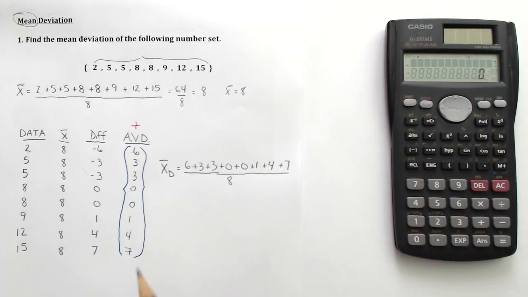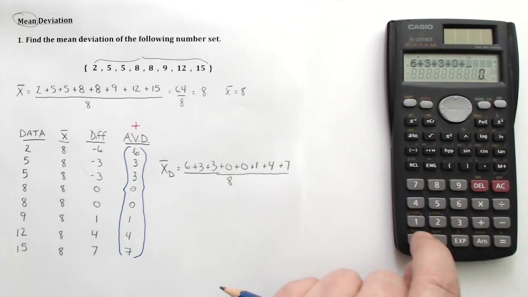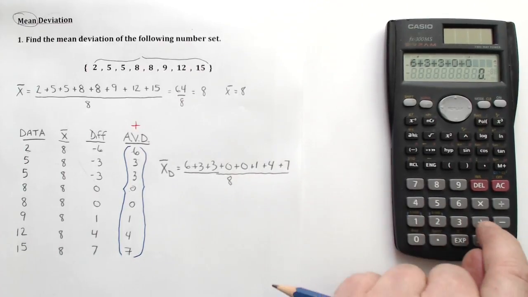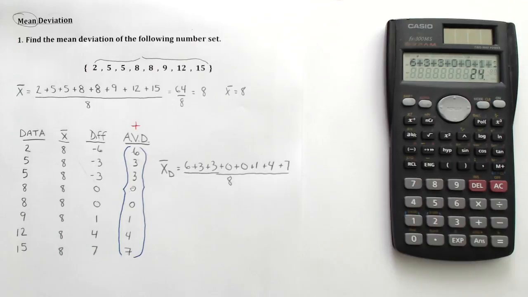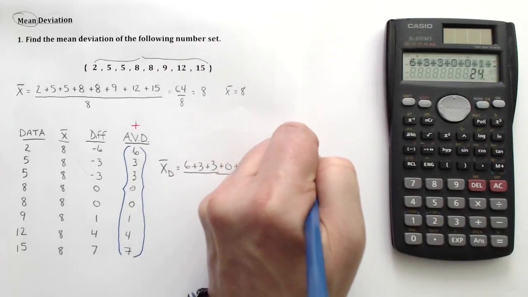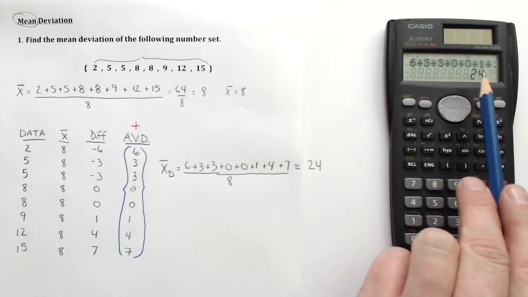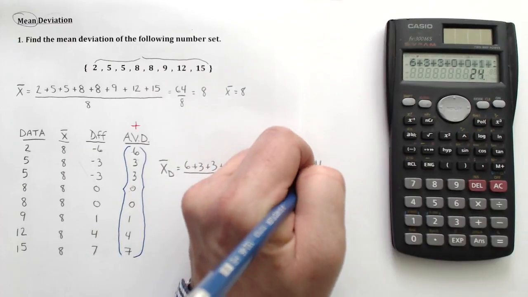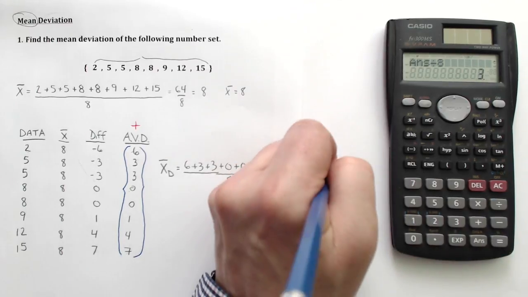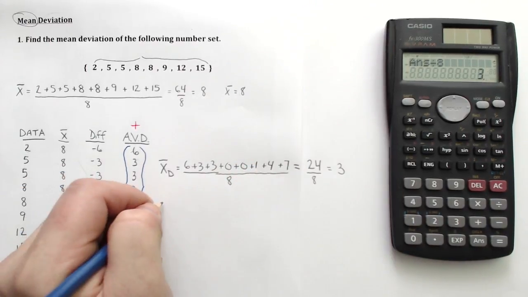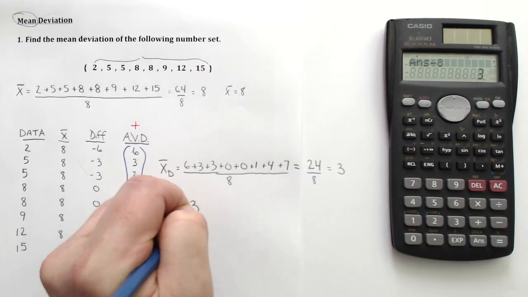Now, very careful, over on the calculator, 6 plus 3 more, plus 0 plus 0. I know adding 0 doesn't change anything on the top of the fraction, plus 1 plus 4 plus 7 gives me 24. Don't forget, I had to hit that equal sign to make the calculator tell me the top of the fraction, 24. And now I can take that 24 and divide it by 8. And I'm going to get 3. And so the answer for the mean deviation is equal to 3.